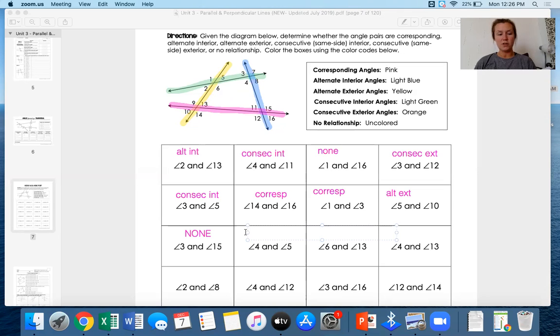Yeah, that's beautiful. Alternate interior. How about 3 and 6? Okay, oh my gosh, I did this last class. I totally butchered this. Having a slight dyslexic moment. 6 and 13 is what I meant to say. 6 and 13. And they are consecutive interior. Great job.